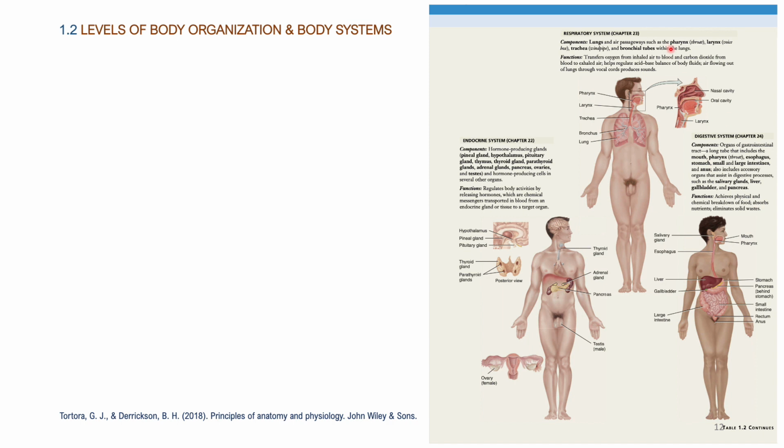Your respiratory system is composed of your lungs and some of the air passages, such as the pharynx, which is also known as the throat, your larynx, which is your voice box, your trachea, which is your windpipe, and some of the bronchial tubes within the lungs. What are the functions? It transfers the O2 from the inhaled air to the blood, and carbon dioxide from the blood to your exhaled air. It also helps to regulate the acid-base balance of your body, and air flowing out of the lungs passes through the vocal cords, producing sounds.